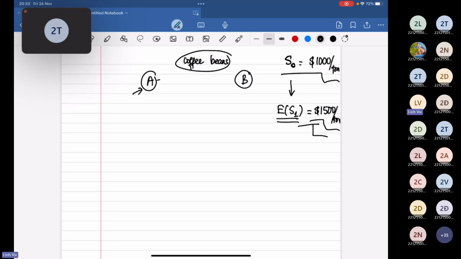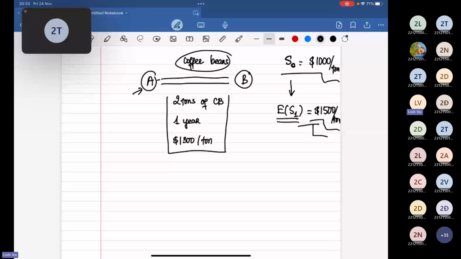Company A will go to company B and offer a contract in which company A will agree to buy 2 tons of coffee bean from company B in 1 year from now, at a price of $1,300 per ton. So this is what company A offers to company B at the present time.